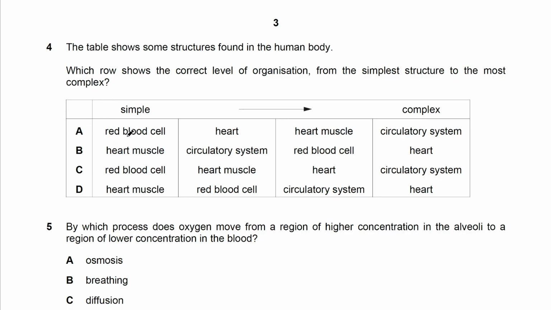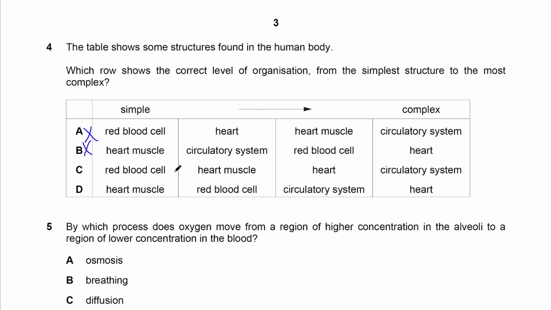Let's start. Option A. Red blood cells, perfect. Heart, no. This is organ. We should have a tissue. Then after heart we have heart muscle. That means this is wrong because heart muscle is the tissue. So A is wrong. B, heart muscle, we started by tissue. Then circulatory system, again moving directly to the organ system. Red blood cells, no. Also B is wrong.